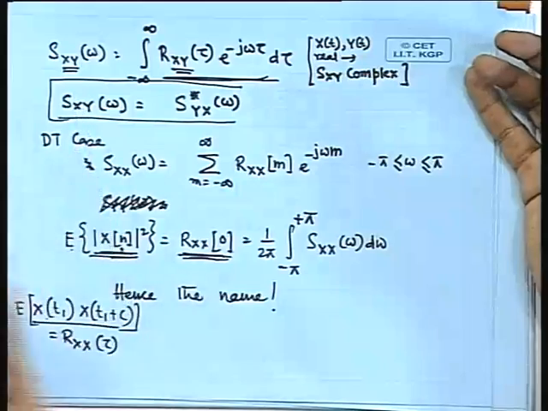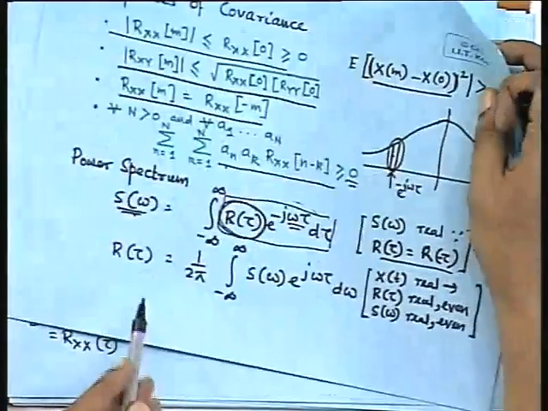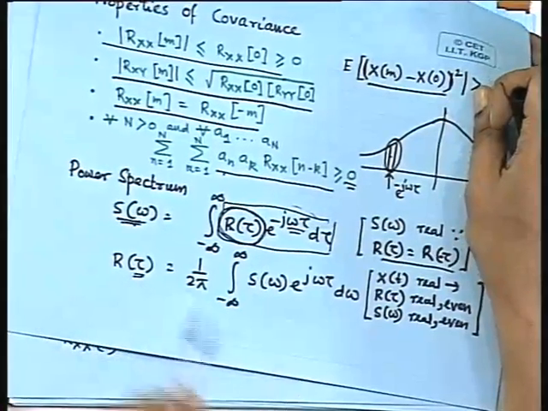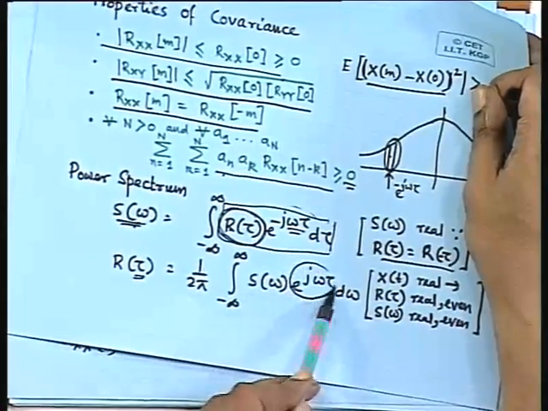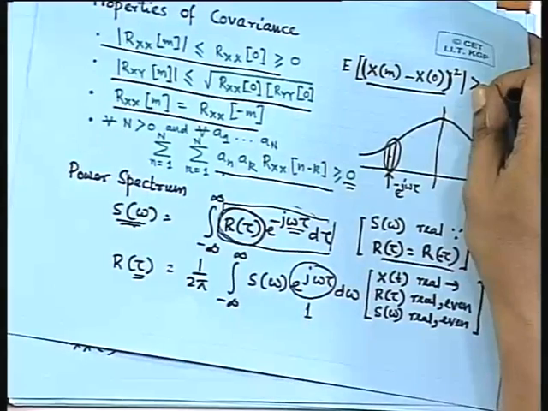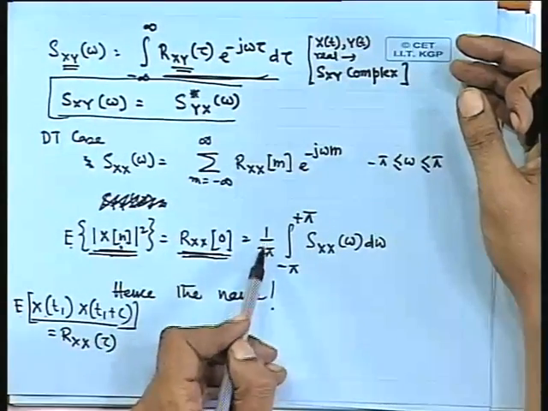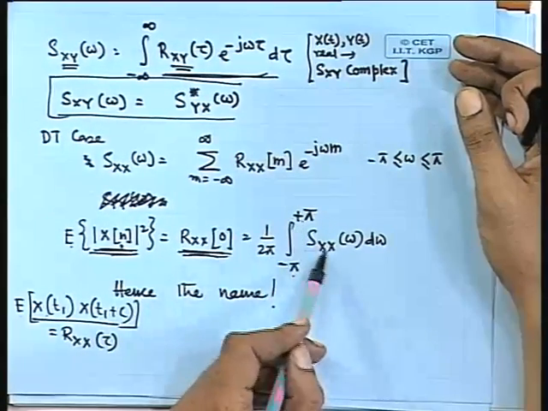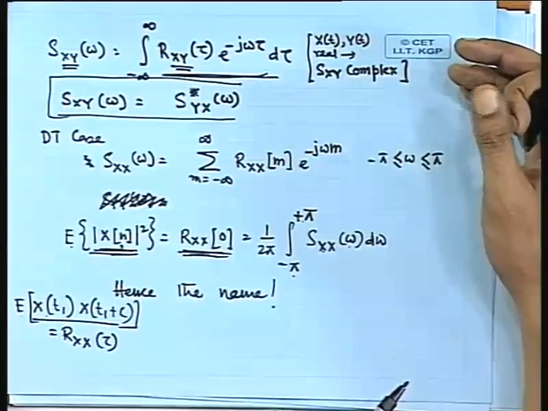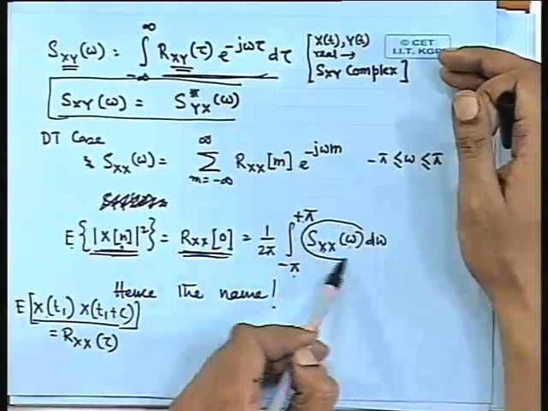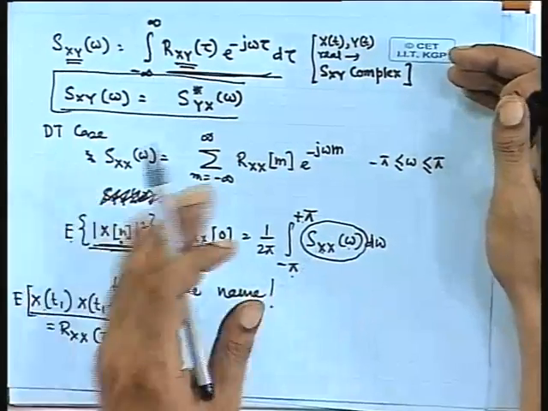Now you put rxx 0 in this, that is, here you put tau equal to 0. So rather in the inverse one, here you put tau equal to 0. If you put tau equal to 0, this will become 1. Then my rxx 0 is nothing but 1 by twice pi, integral from minus pi to plus pi of sxx omega d omega, which means that this sxx omega function, if you see its area under the curve, then you get the total power.